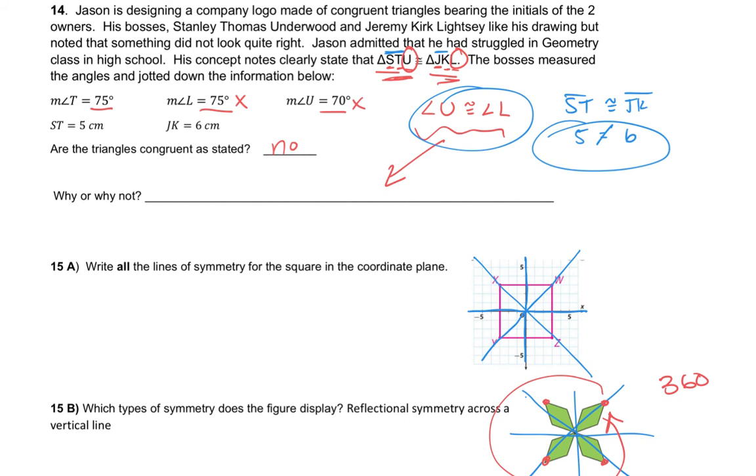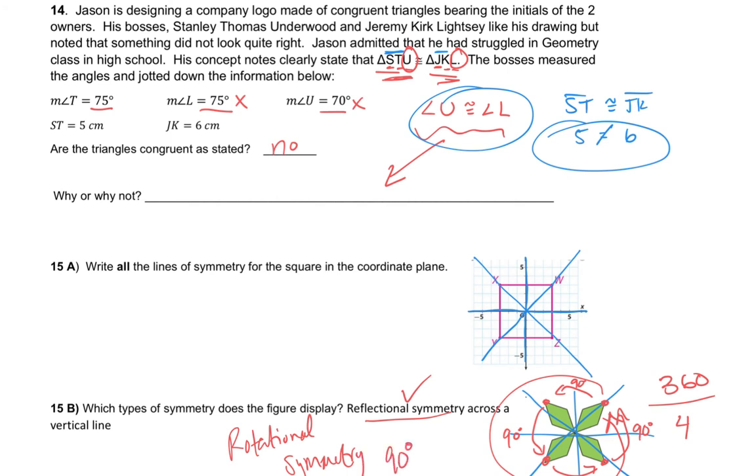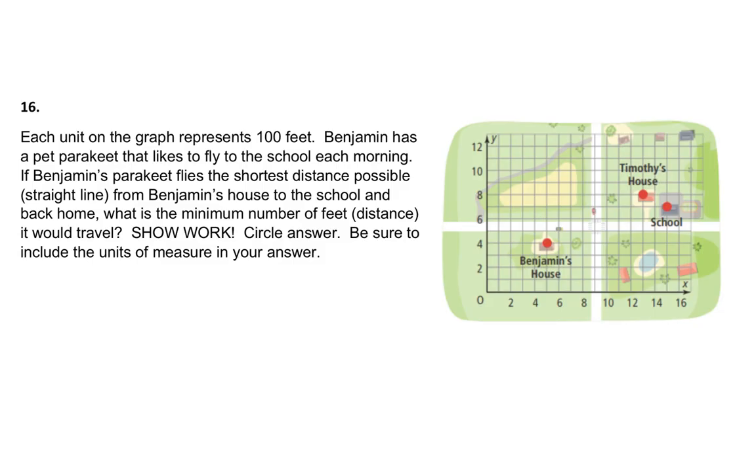I can go a fourth of that. I can go 360 divided by 4. So that means every 90 degrees, it'll look like it did when we started. So which types of symmetry does it have? It has reflectional symmetry across a vertical line, across a horizontal line, but it also has rotational symmetry of 90 degrees. 360 divided by 4. Cool. All right, last up.